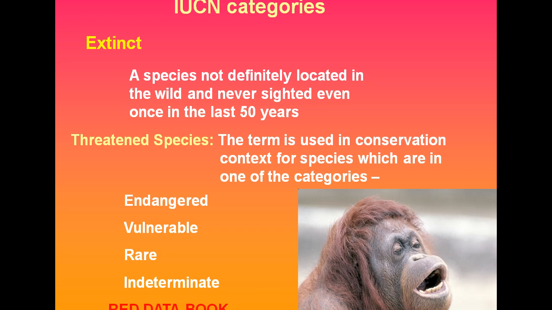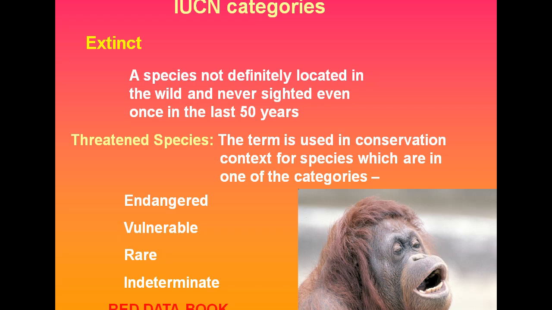The next one is the threatened species. Threatened means the species which are on the verge of extinction. Only few individuals are sighted or spotted, only few individuals in certain pockets. Their number is very less. Unless immediate protection is given, in a very short span of time, they are going to become extinct.